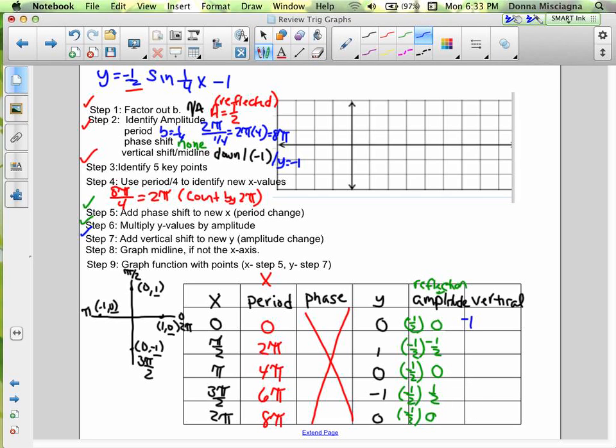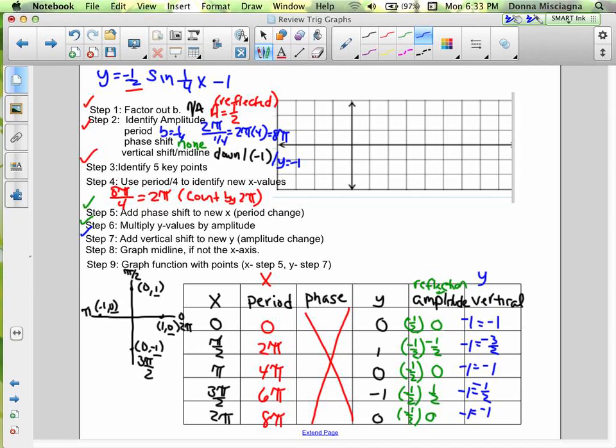So let's subtract 1 from all our amplitude values, and then we'll have our vertical shift. 0 minus 1 is -1. -1/2 plus -1, that's going to be -1.5 or -3/2. 0 minus 1 is -1. 1/2 minus 1 is just a -1/2. And 0 minus 1 is -1. So these are our new Y values.